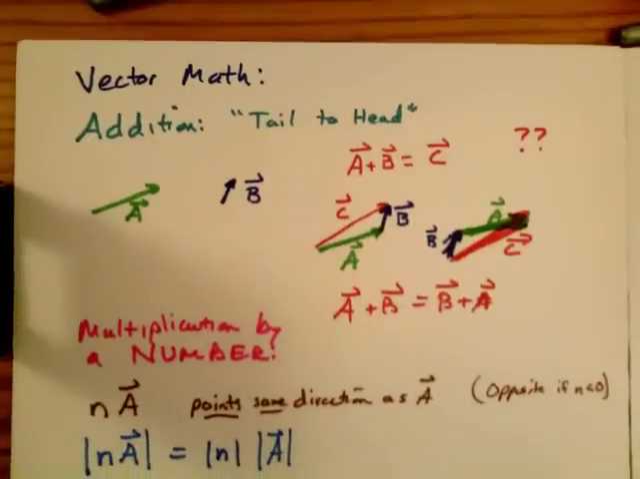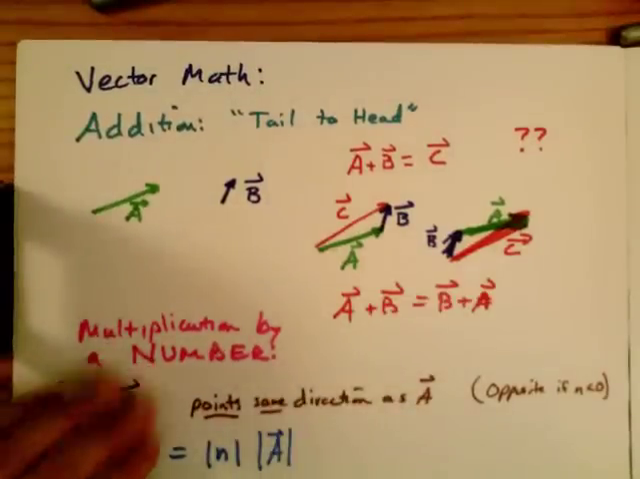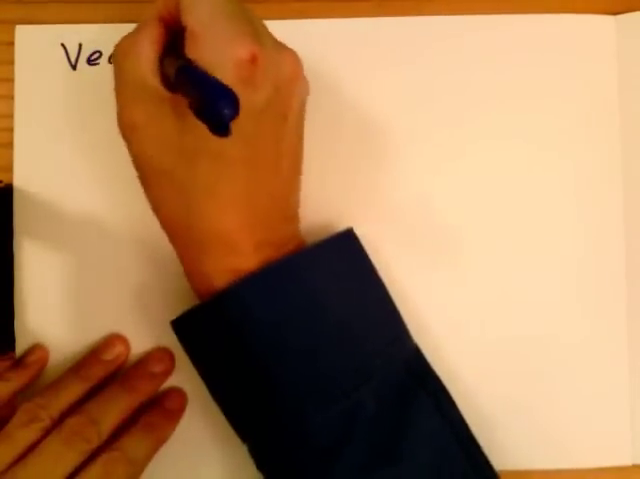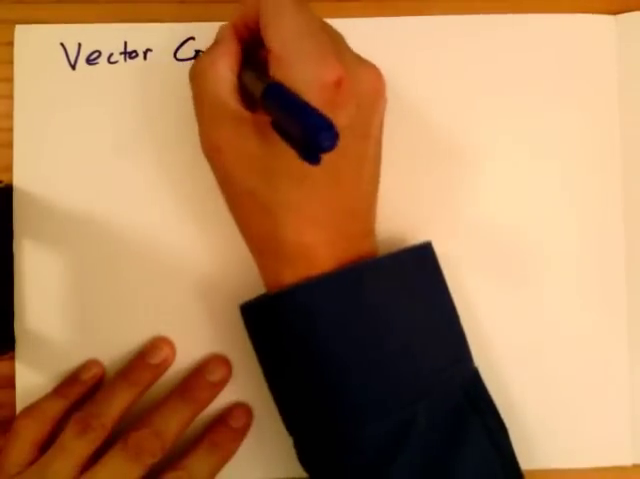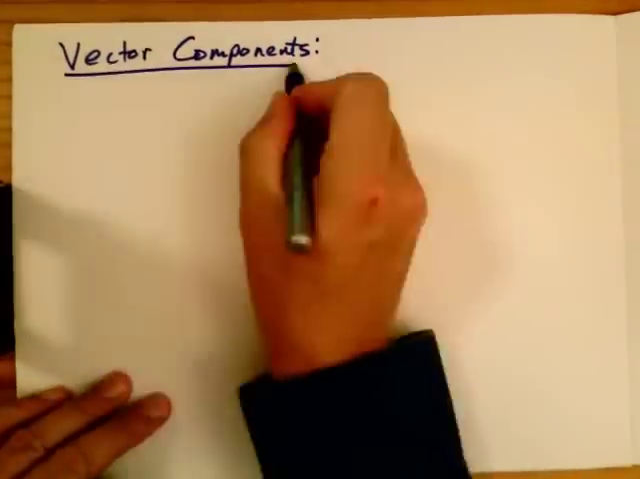So in other words, if I multiply a vector by 3, I get a new vector that is 3 times as long, pointing in the same direction. If I multiply a vector by -1, I get a new vector that has the same direction, points in the opposite direction. So now we want to deal with vector components again.